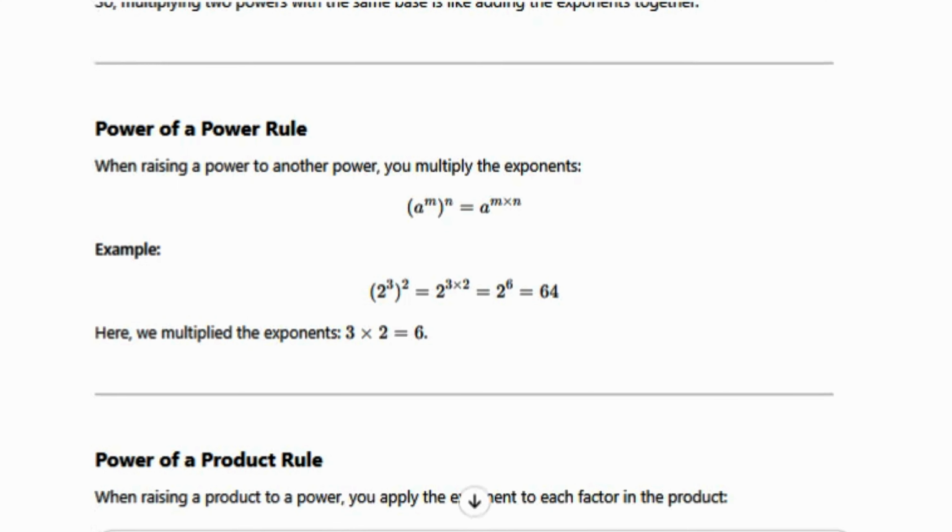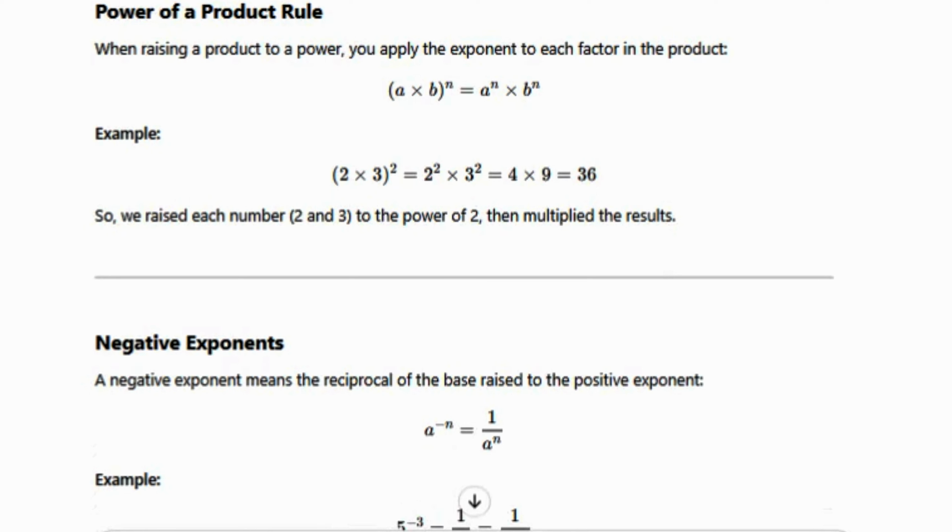Now let's talk about the power of a product rule. When raising a product to a power, we apply the exponent to each factor of the product. The rule is (a × b)^n equals a^n × b^n. For example, (2 × 3)^2. We raise both 2 and 3 to the power of 2, then multiply the results. (2 × 3)^2 equals 2^2 × 3^2 equals 4 × 9, which equals 36.